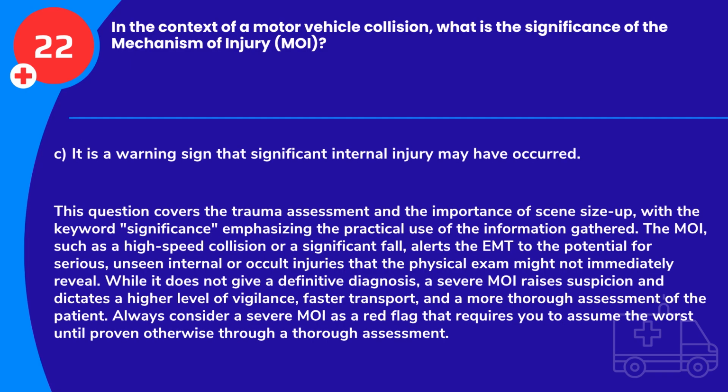Answer: C. It is a warning sign that significant internal injury may have occurred. This question covers the trauma assessment and the importance of scene size up, with the keyword significance, emphasizing the practical use of the information gathered. The MOI, such as a high-speed collision or a significant fall, alerts the EMT to the potential for serious, unseen internal or occult injuries that the physical exam might not immediately reveal.